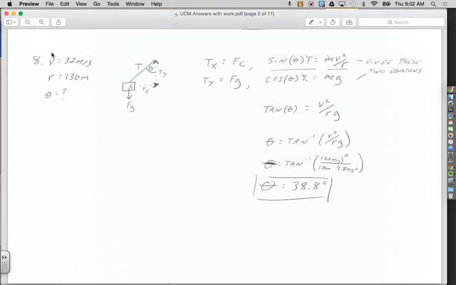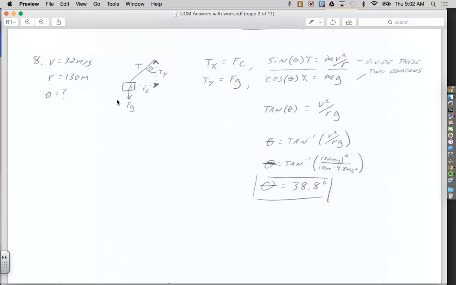So the velocity we're given is 32 meters per second. The radius is 130 meters, and we are looking for the angle. We don't have an equation in our uniform circular motion equations which has an angle in it. This is what makes this a little bit more challenging. So we have to go to what do we know?